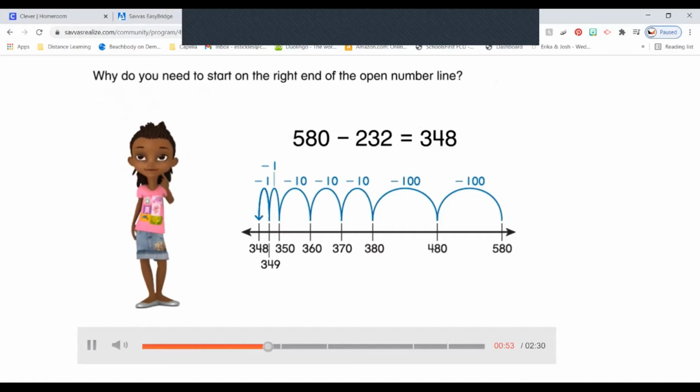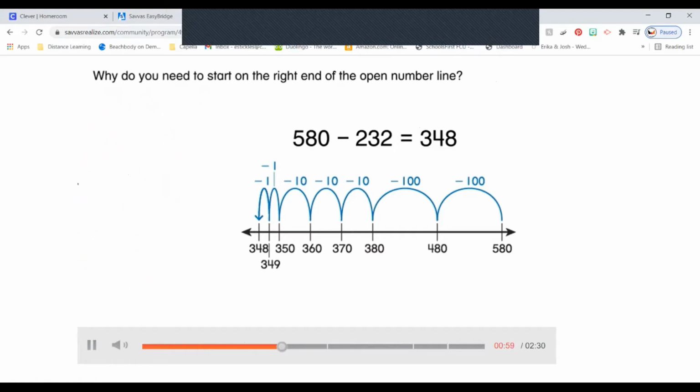Why do you need to start on the right end of the open number line? We have to start on the right end because we're starting at the bigger number when we do subtraction. So we start at 580, which is bigger than 232. We start at our bigger number and then jump backwards to the left and take away our number that we're subtracting, which is 232.